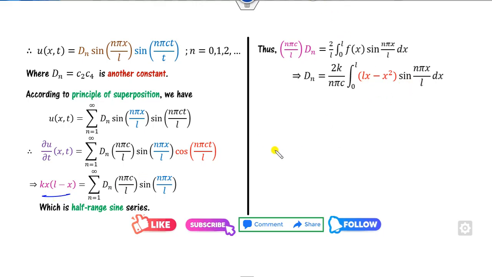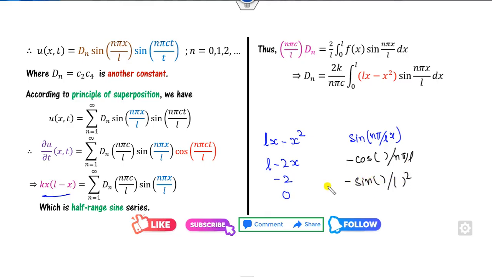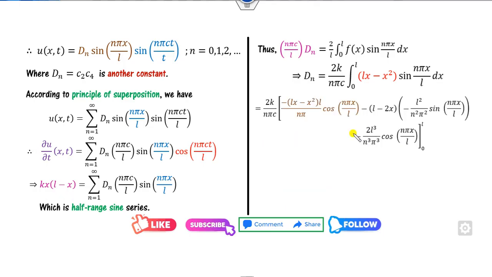How can you integrate? You can integrate by parts, or as I told you in my last lectures, you have to find the derivative of the first part, that is L minus 2x, then minus 2 and 0, and integration of this part, minus sine of whole square, and then you can plus, minus, plus, and so on. Once you go there, you will get this expression. Now substitute the upper limit. When you substitute L, it's L square minus L square, 0. It is sine n pi, because x is L, sine n pi is 0.